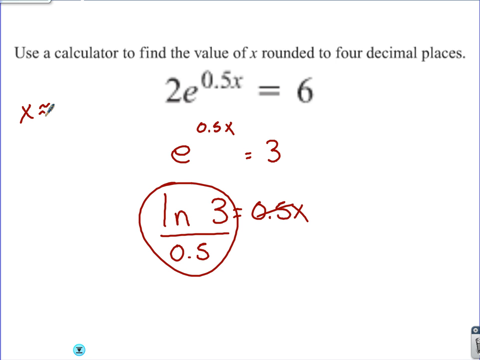So x is about, tell me when you get it. Anyway. 0.1972. Like that? 2.1972.